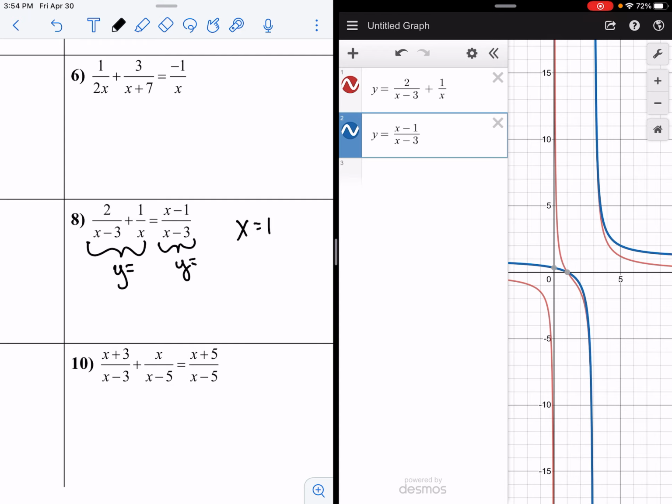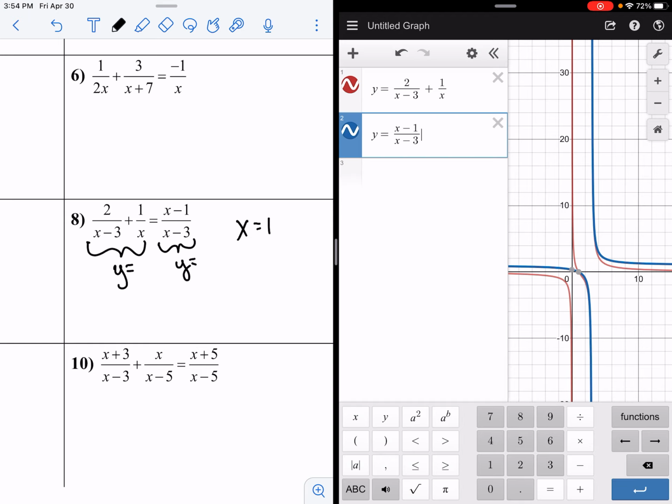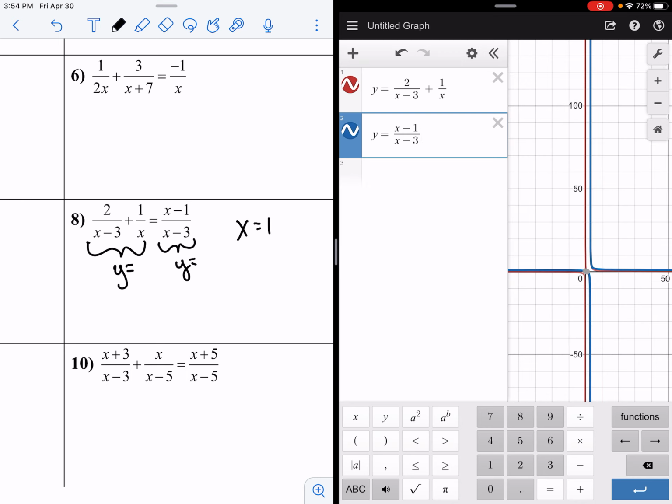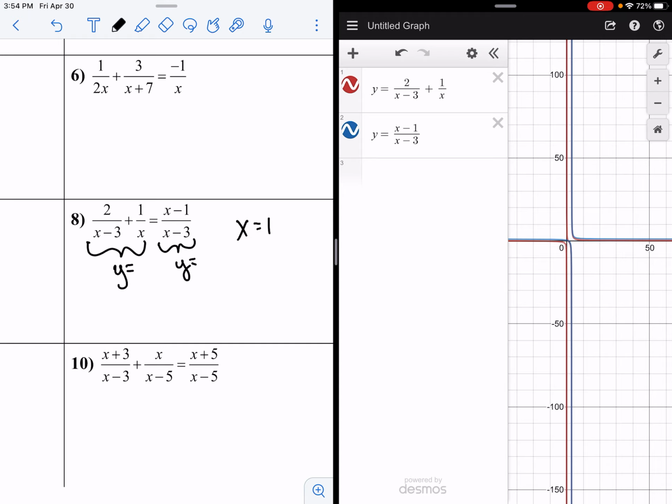And then I'll zoom out. Now, as I'm zooming out, you notice that I have my cursor flashing on one of the functions. If I zoom out 1, 2, 3 times, and I don't see any more gray dots, I'm going to assume that this is the only solution.